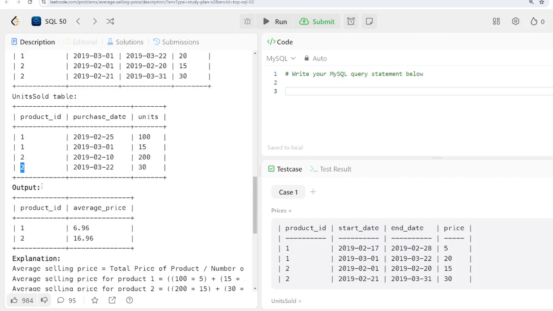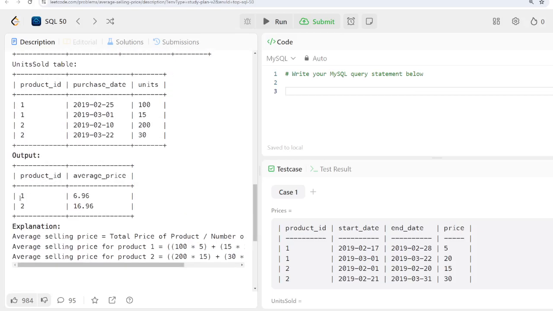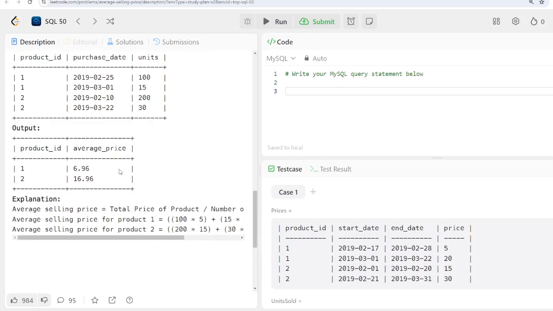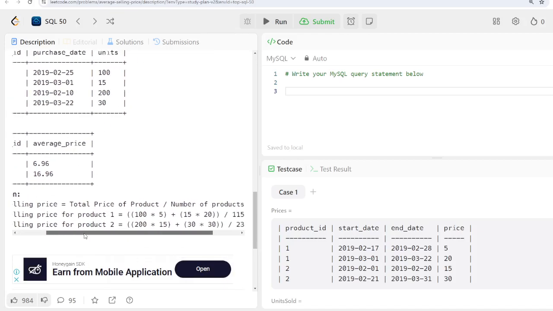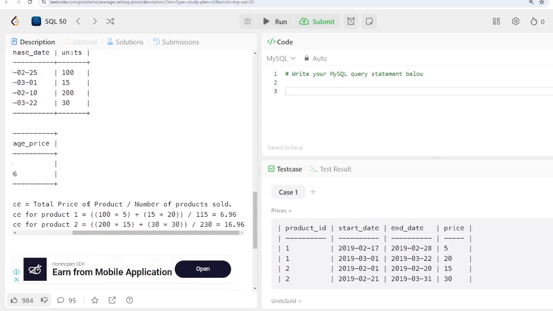Now this is the output that I want, that is for each product ID we have two different product IDs. For each product ID I have to calculate the average selling price. Now how to calculate the average selling price? They have given us the explanation. So average selling price will be total price of the product divided by number of products that have been sold.